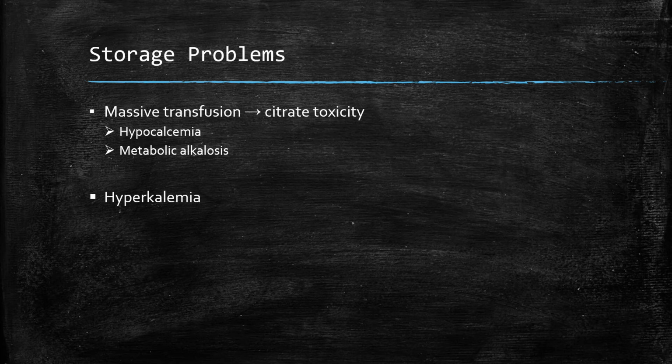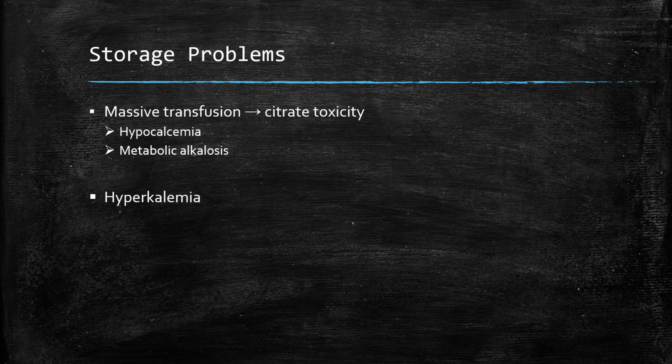The last transfusion-related complication we'll talk about has to do with the way blood is preserved and stored. If a patient gets a massive transfusion, let's say 6 or more units of packed cells, they're also getting a large citrate load. This citrate toxicity can lead to hypocalcemia as well as metabolic alkalosis.